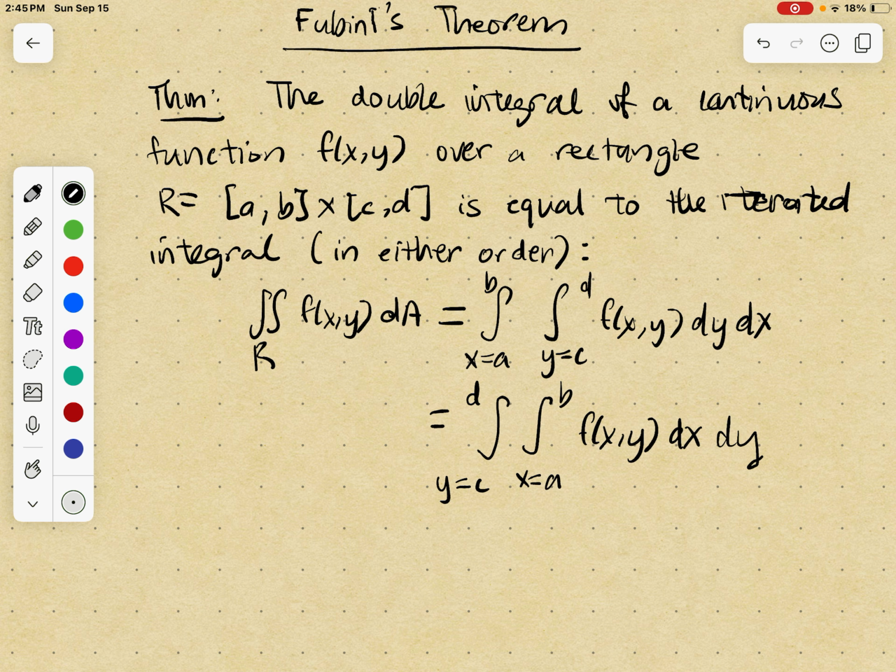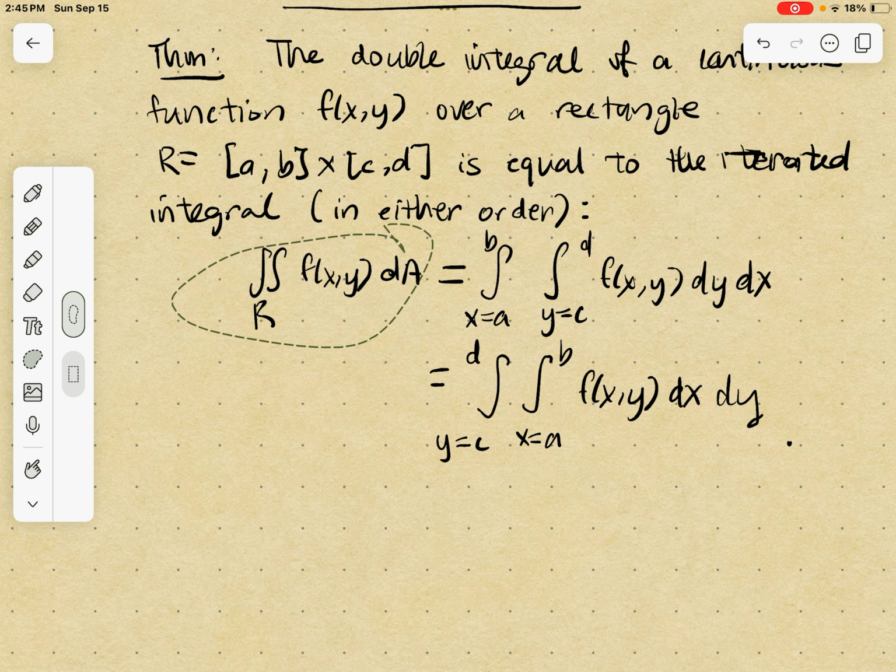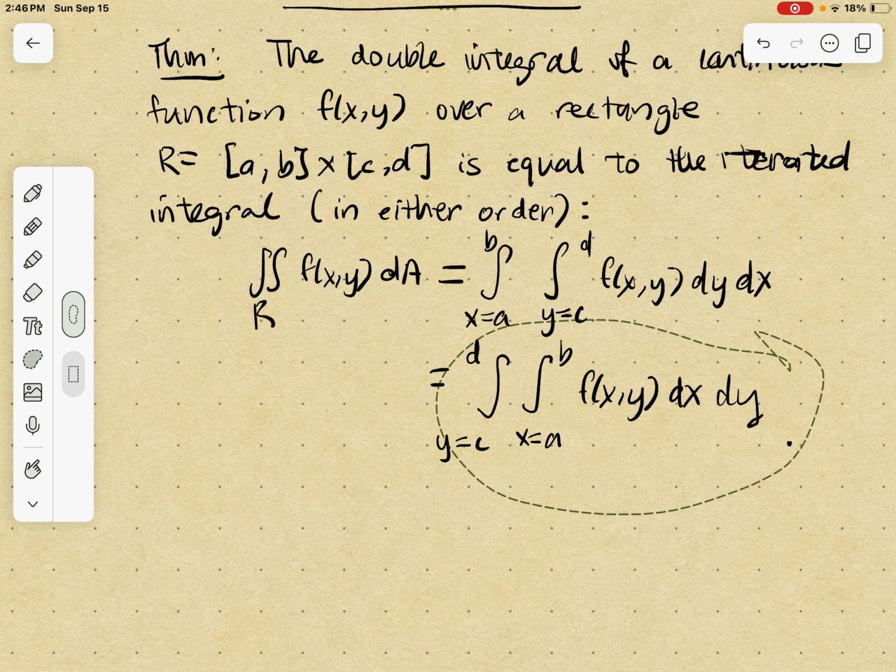There's more than one version of Fubini's theorem, but this is the simplest version. So let's do an example of applying this fact. So this is not a definition, right? I mean, this double integral is defined to be a limit of a bunch of Riemann sums. And these two are iterated integrals, right? Where you just evaluate the inside integral and then evaluate the outside integral.